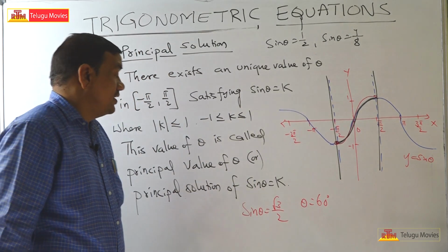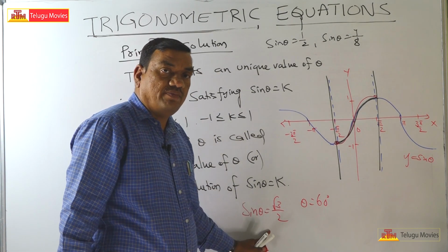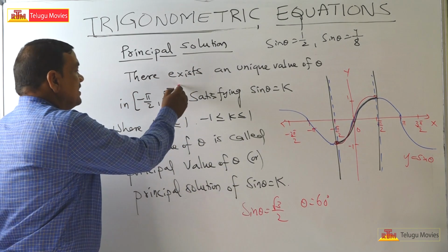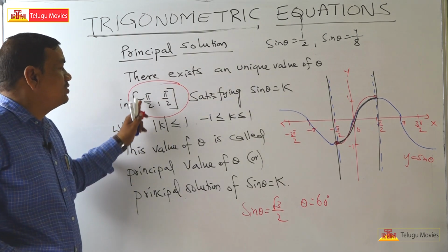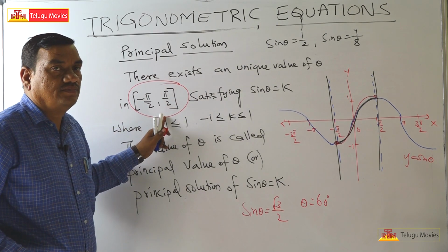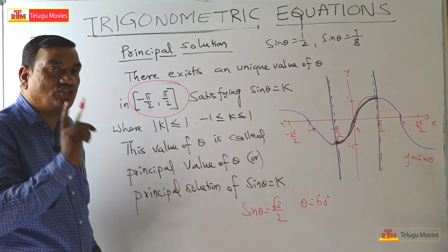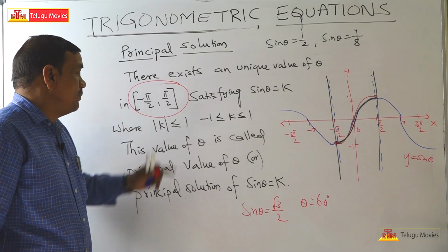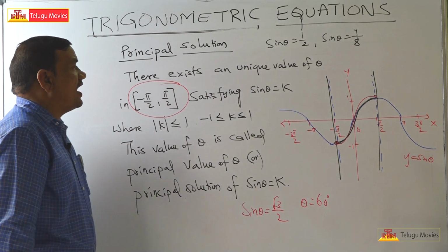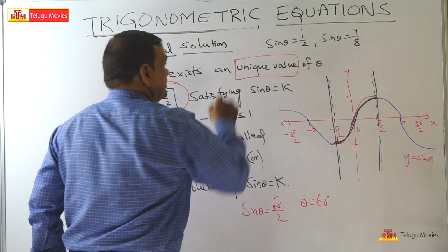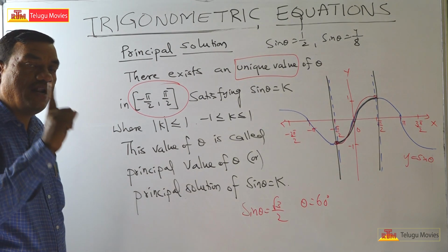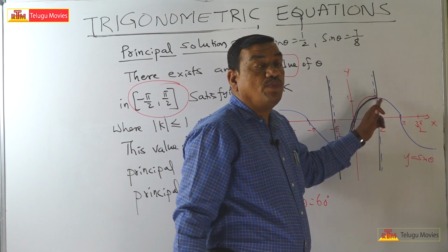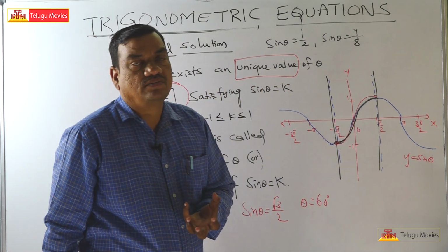Understand this? If I take sin theta is equal to root 3 by 2, one solution is 60 degrees, and definitely that will lie between minus pi by 2 to plus pi by 2. That first, starting solution will lie between minus pi by 2 to plus pi by 2. That unique value, oh, here it is given. Unique means one and only one solution will come from minus pi by 2 to plus pi by 2. That is the first solution.